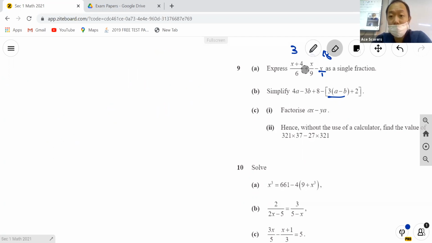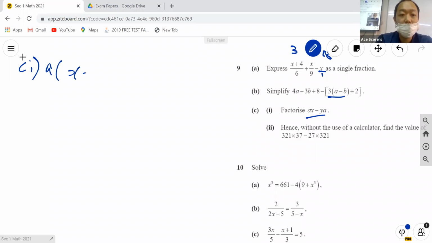Okay, look at C. C part 1. So C part 1 is factorize. It's so easy. It's only 1 mark, right? So you look at AX and YA, right? So the only thing you can try is A minus Y. And we're done.